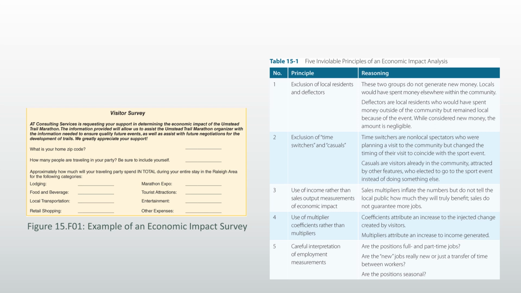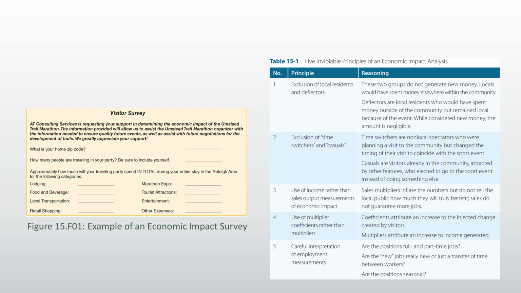In addition to these 5 principles, the following factors should also be considered when measuring economic impact. The exclusion of time switchers and casuals. People who would have spent money in the local economy regardless of the sport facility or event, such as time switchers. These are local residents who would have spent money in the local economy anyway, but choose to spend it at the sport facility or event instead. And casuals, these are visitors who are in the area for other reasons and happen to attend the sport facility or event. Should be excluded to avoid overestimating the economic impact.